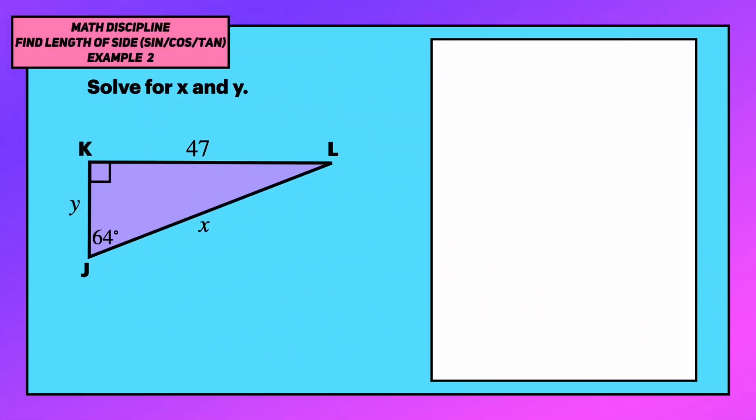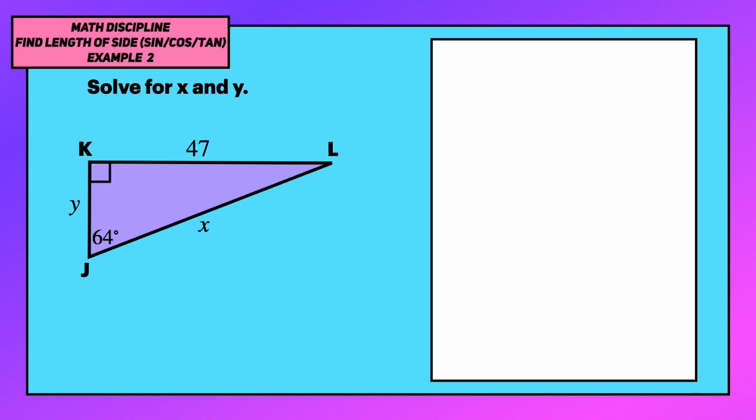Example 2. We know the length of side KL, which is 47. We do not know the length of side JL, which is represented by the variable x. And we do not know the length of side JK, which is represented by the variable y. We must solve for both x and y.